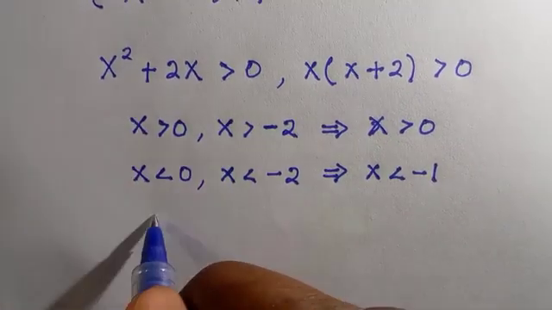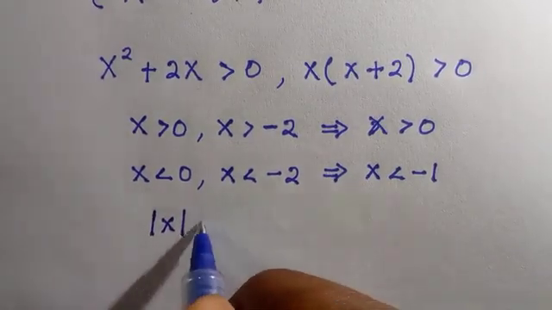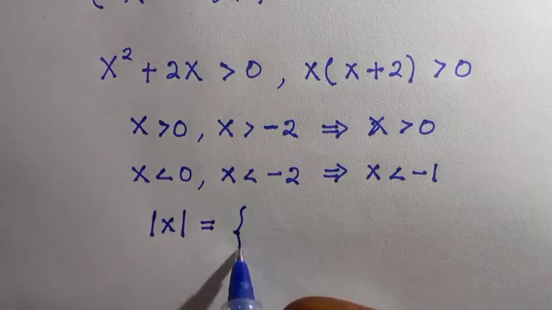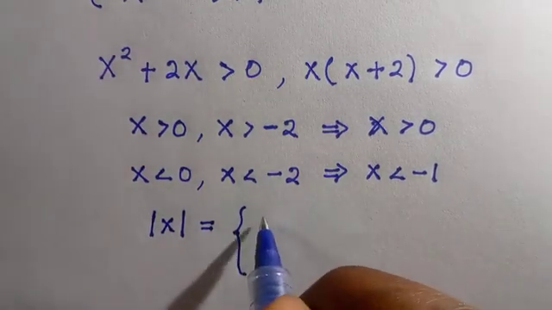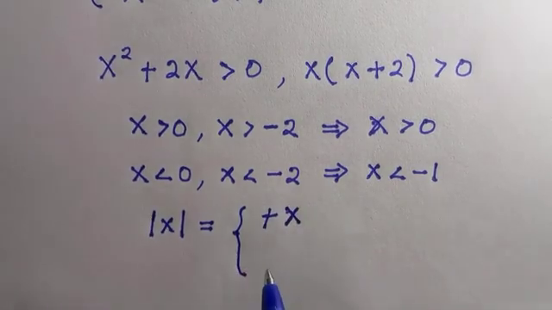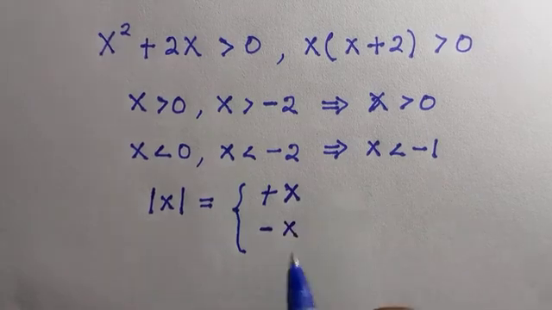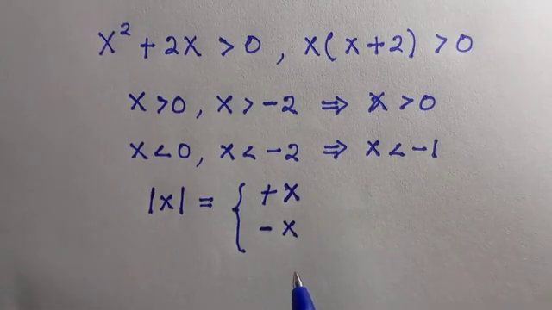But the way I'm going to solve this is I'm not going to expand the bracket. We know that if you have the absolute value of x, it has two possible values. The first one is plus x, and it can also be negative x, or 0 otherwise.